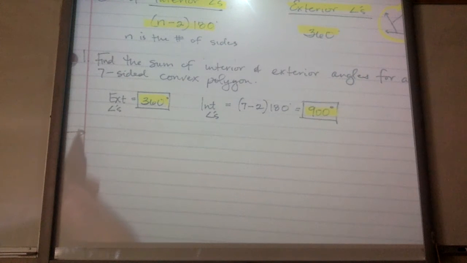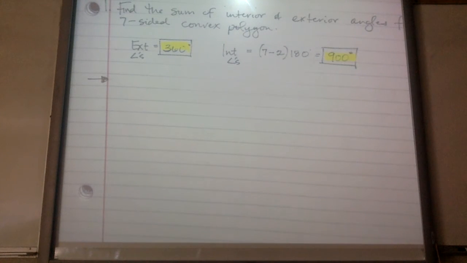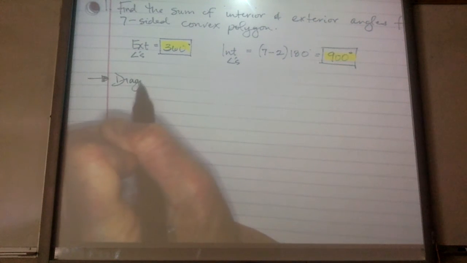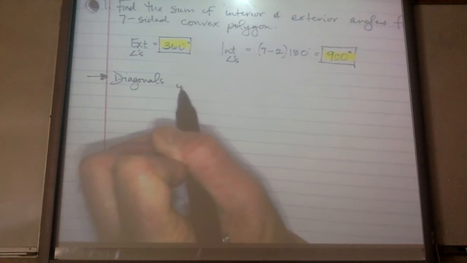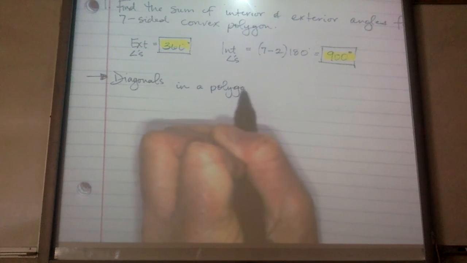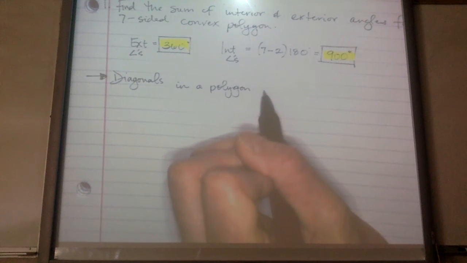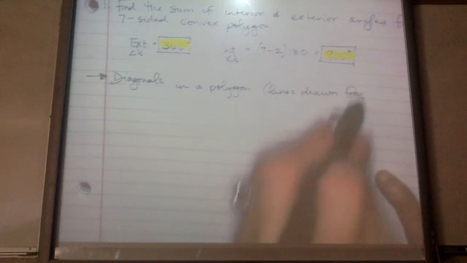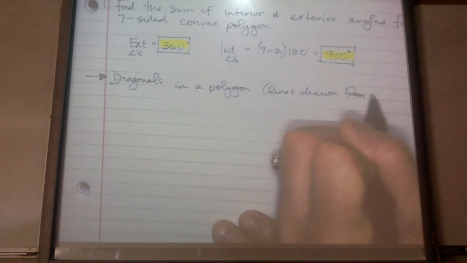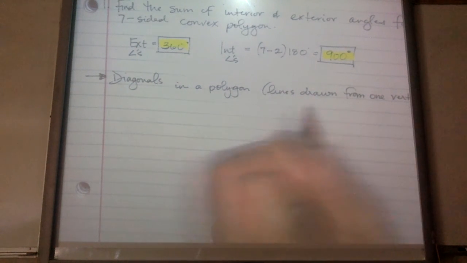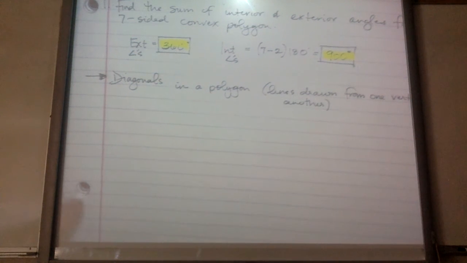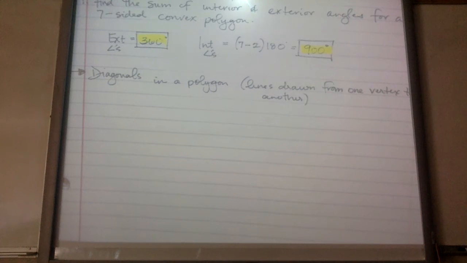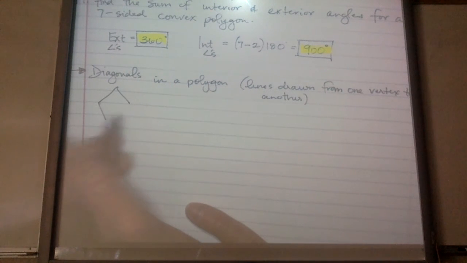The next concept in this section is that every polygon can have several diagonals drawn. So I'm going to go over diagonals in a polygon. Diagonals are lines drawn from one vertex to another. I'm sorry if you can't see all of that. To find the number of diagonals drawn, it's a new formula. For example, here's what I mean by vertex to vertex.